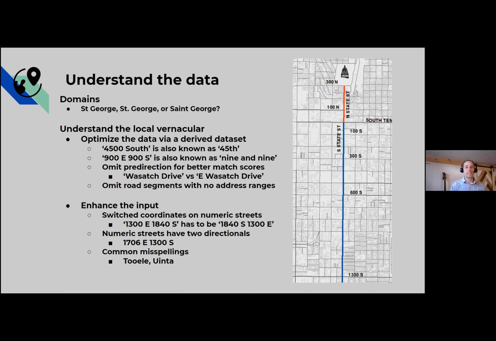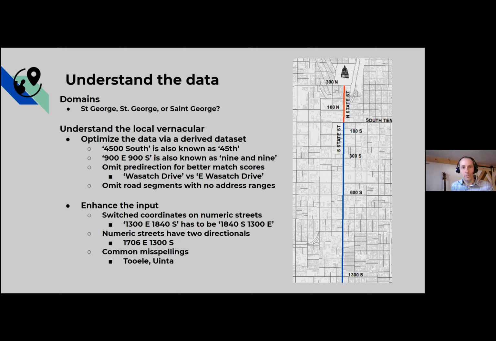You could bring that into the database because a caller might say they're on 45th, or they might input it using a geocoder. They might say they live on 45th. 900 East, 900 South is an area that's just known as 9 and 9. Acknowledging that in the data is key.